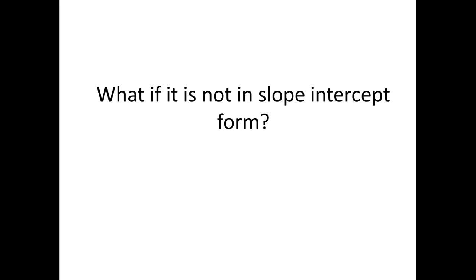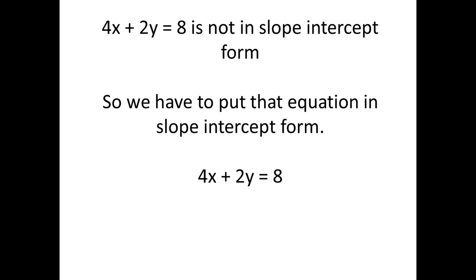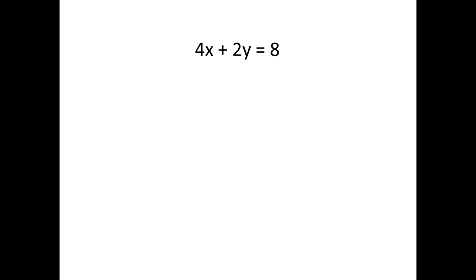What if the equation, though, is not in slope-intercept form? So if it's not, like the equation we dealt with before, 4x plus 2y equals 8, you do not have y on a side by itself and mx plus b on the other side. So we have to put this equation into slope-intercept form. So here's the equation. Pause the video, think about how you would move that equation around so that it was y on one side by itself and your mx plus b on the other side. Once you think you know what you're doing, go ahead and press play.